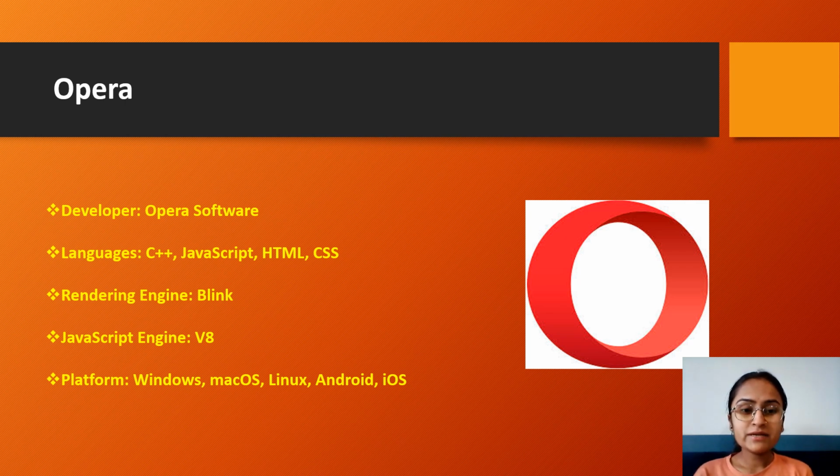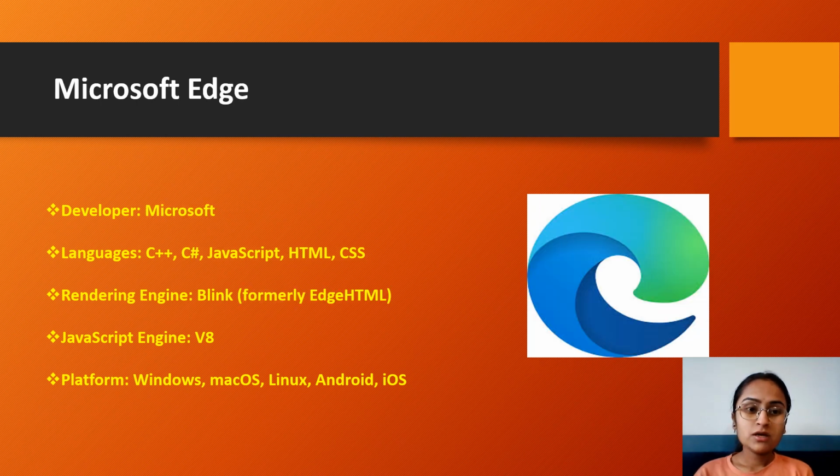Opera is developed by Opera Software. Its languages include C++, JavaScript, HTML, and CSS. Its rendering engine is Blink. Its JavaScript engine is V8, and the platforms where we can run Opera are Windows, macOS, Linux, Android, and iOS.